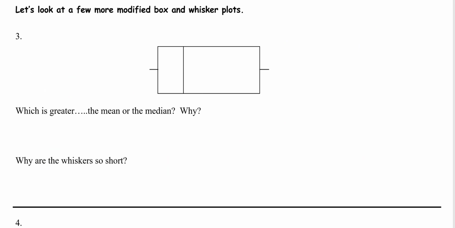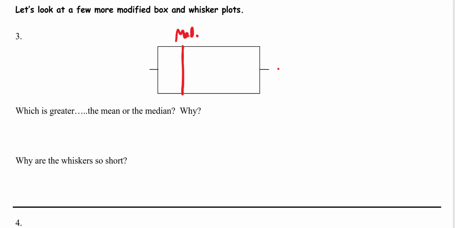Okay, so let's look at a few more modified box and whisker plots. In this example, it says, which is greater, the mean or the median, and why? So I'm just going to highlight this here. This is our median, of course. And again, each of these, this whisker, this box here, this box here, this box, and this whisker here, all have 25% of the data.